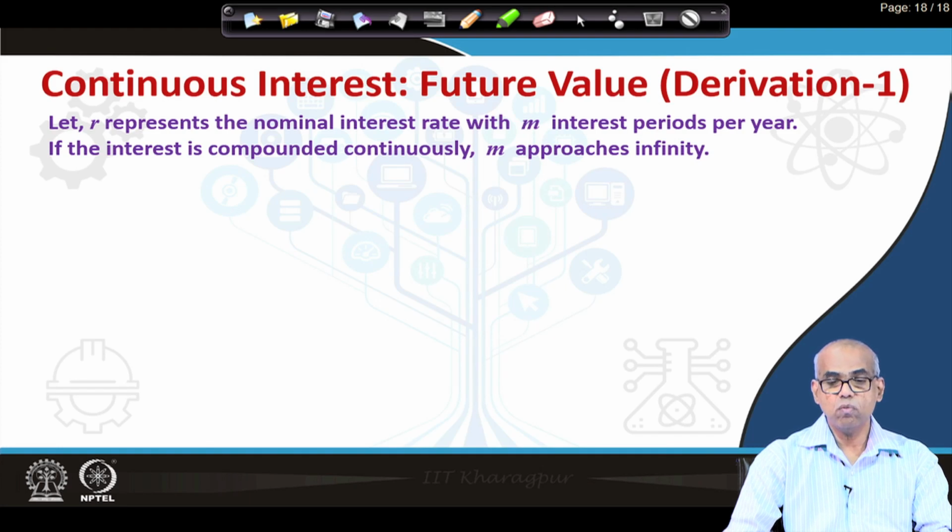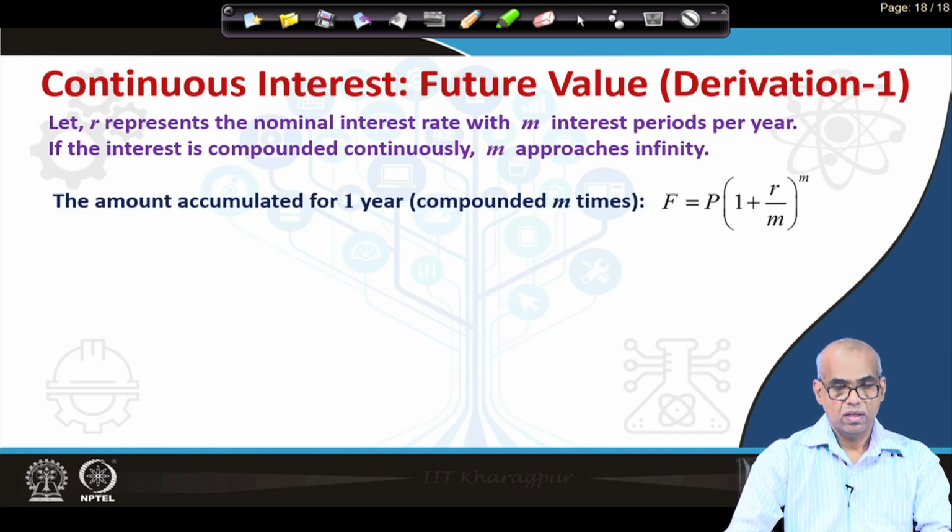Let R represent the nominal interest rate with m interest periods per year. If the interest is compounded continuously, then the value of m has to be very, very large. The value of m has to approach infinity, because the length of the interest period has to be extremely small. So, the amount accumulated for 1 year compounded m times is F equals P into 1 plus r by m to the power m. We have seen this previously.